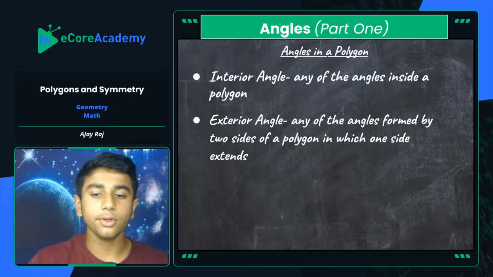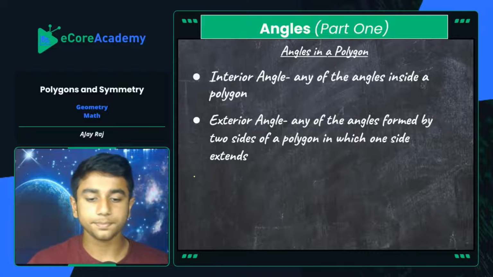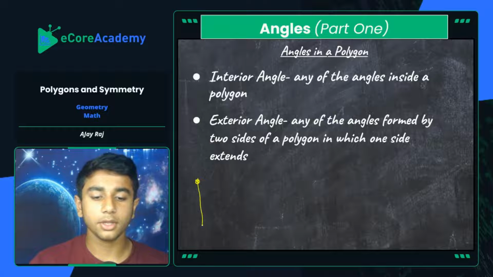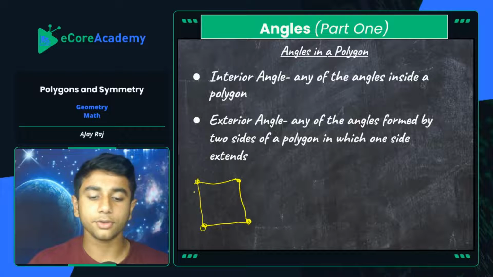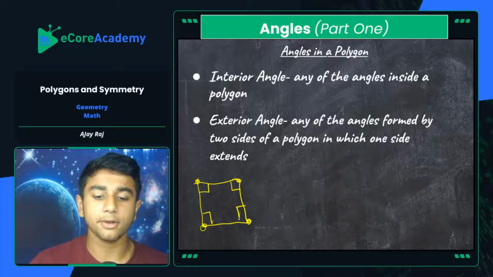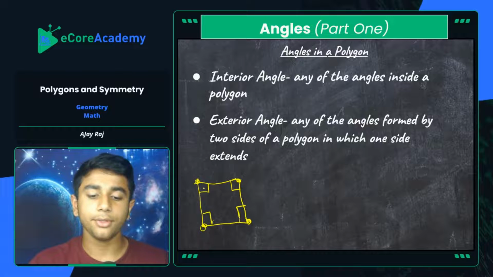So for an interior angle, for example, we're going to draw a square here. The interior angles are all of the angles on the inside of the figure. There are 4 angles on the inside of the figure, and the number of interior angles is equivalent to the number of side lengths that any figure you're given has. Since a square has 4 sides, it will always have 4 angles, and those angles are at the inside of the intersection of line segments.